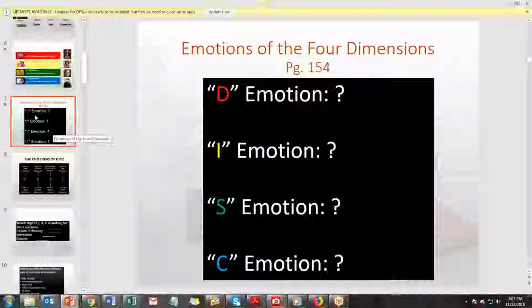And the emotion of the C. This is Clarissa. It's get permission. That's a characteristic, but the emotion is fear. Fear to be wrong, fear to be making a mistake. So the emotion D is anger, I is optimism or enthusiasm, S is non-emotional, and C is fear.